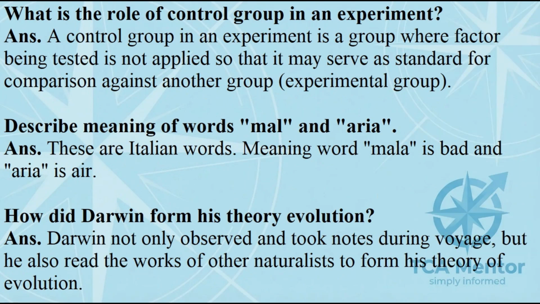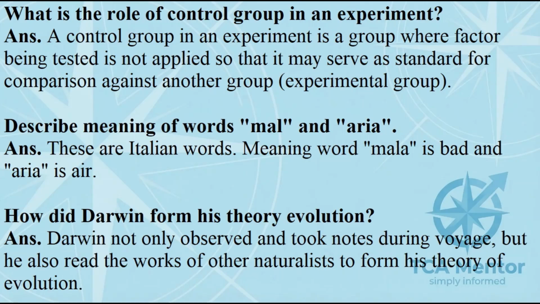What is the role of control group in an experiment? ANS. A control group in an experiment is a group where factor being tested is not applied so that it may serve as standard for comparison against another group, experimental group.